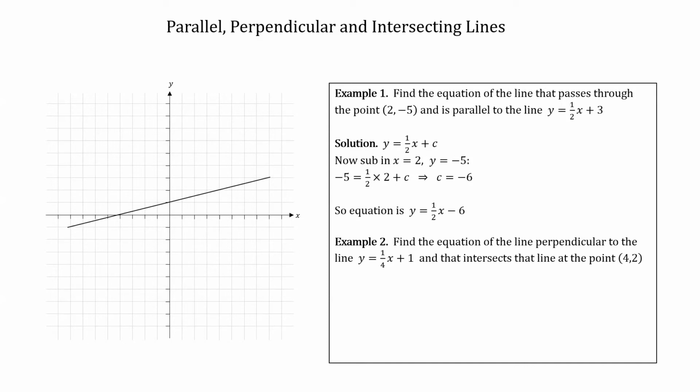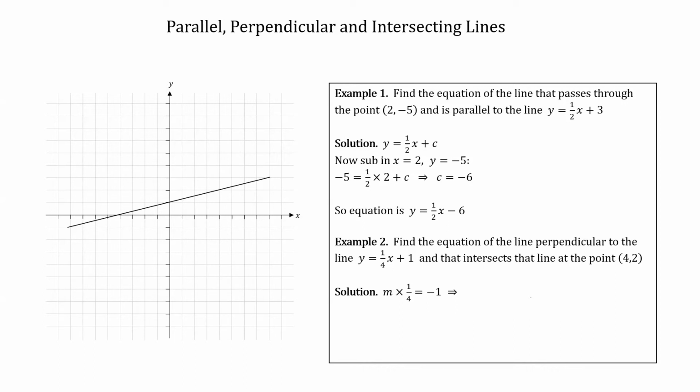So again, we can sketch some stuff. So here is the line 1/4 x plus 1. So this is the line we want it to intersect. And how do we find the equation? Well, again, what do we know about the gradient of this line, 1/4 x plus 1, and the gradient of the line we're looking for? Well, if they're going to be perpendicular, their gradients must multiply together to give -1.